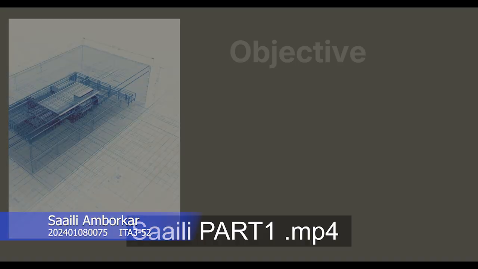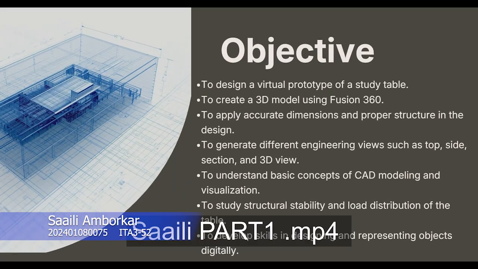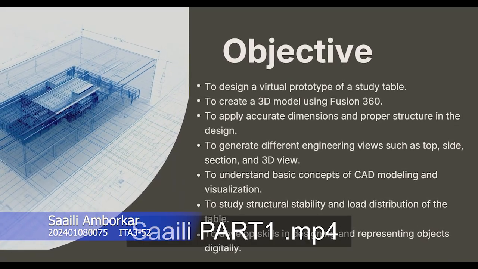Now coming to the objectives of our project. The main objective is to design a virtual prototype of a study table. We aim to create a 3D model using Fusion 360 and apply accurate dimensions with proper structural design. We also generate different engineering views like top, side, section, and 3D view. Additionally, this project helps us understand CAD modeling, visualization, and basic concepts of structural stability and load distribution.